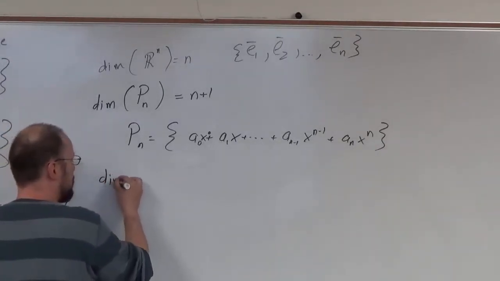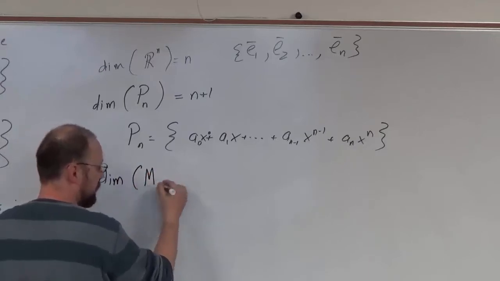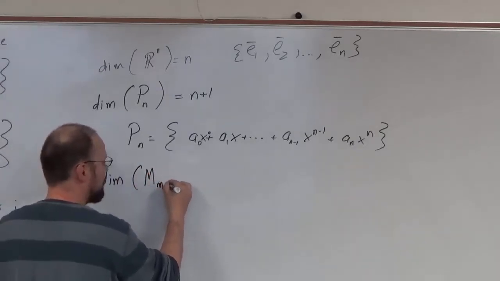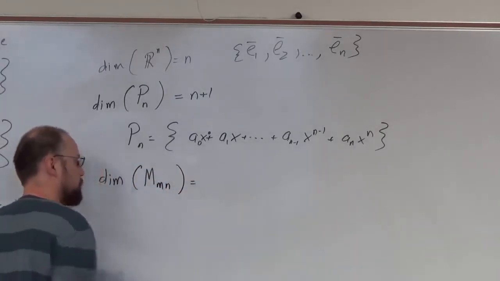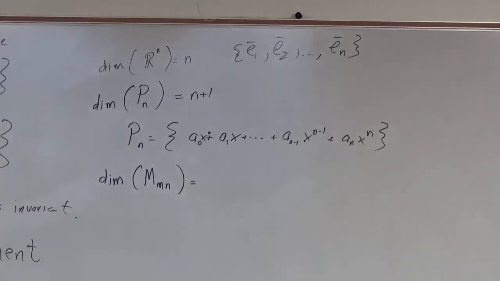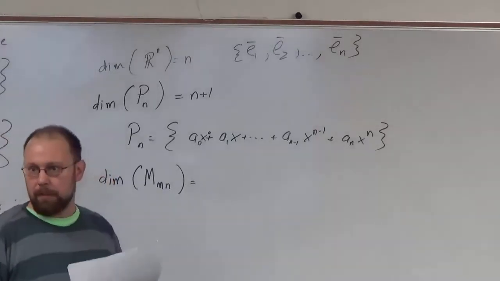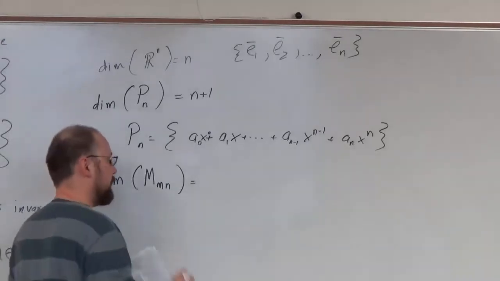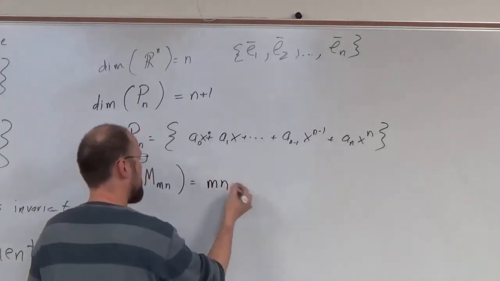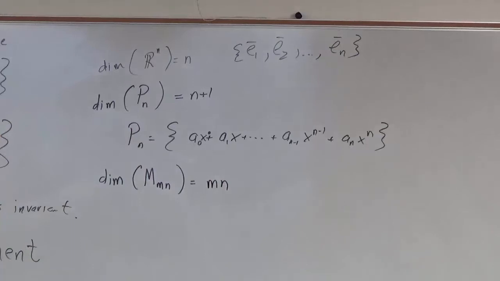All right, what about the dimension of the set of n by n matrices? What would the dimension be? N times n, right? You think of each entry as being an independent parameter, so you have n by n entries, so n times n. So these are all examples of vector spaces that have finite dimension.